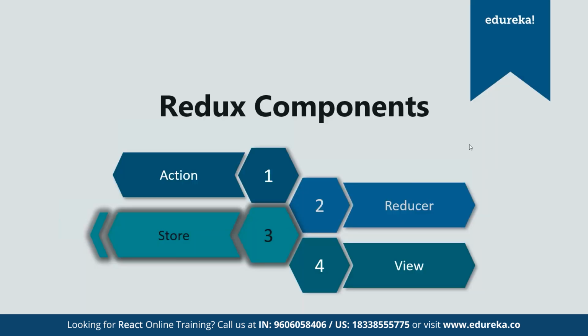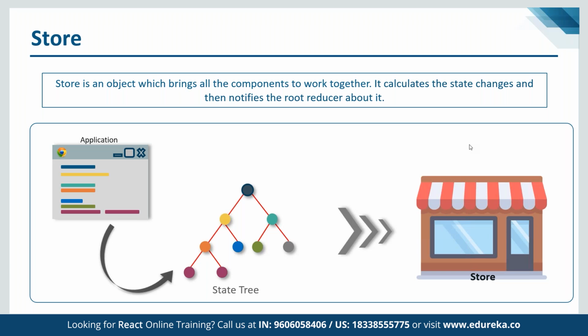Next component we have is the store. So a store is basically a JavaScript object which can hold the application state and provide a few helper methods to access the state, dispatch actions, and register listeners. So the entire state object tree of an application is saved in a single store. And as a result of this, Redux is very simple and predictable. So you can easily predict what exactly is going to happen here.